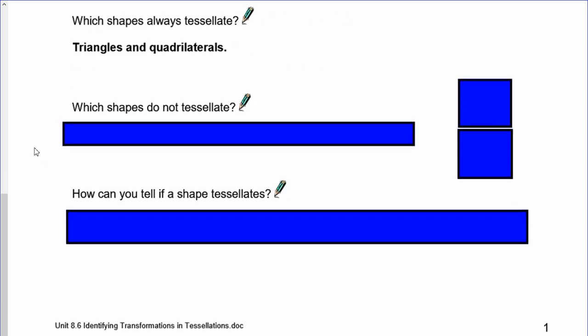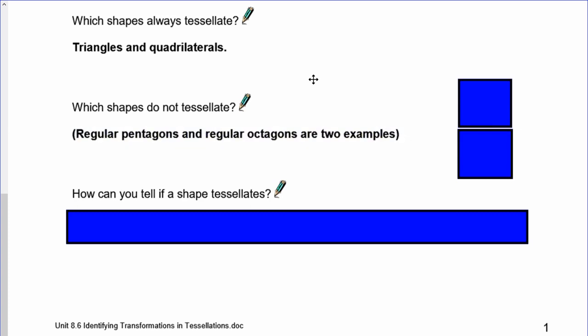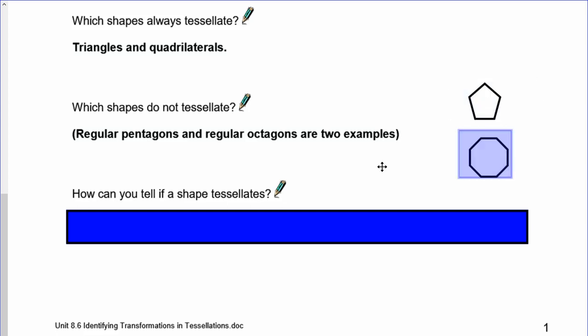Okay, now what shapes do not tessellate? Well, there's many that don't tessellate. Regular pentagons don't tessellate. Okay, they can't go together. And regular octagons don't tessellate. Now, having said that, there are some pentagons and some octagons which are irregular, which will tessellate. So you've got to be careful.